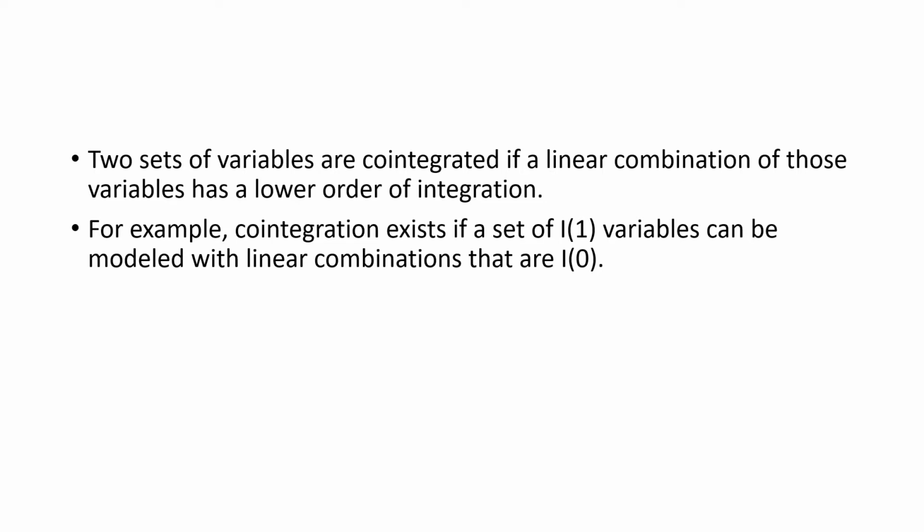If you go for an example, just take the case of you having a set of I1 variables and a combination of I0 variables. Co-integration exists if a set of I1 variables can be modeled with a linear combination that are I0.